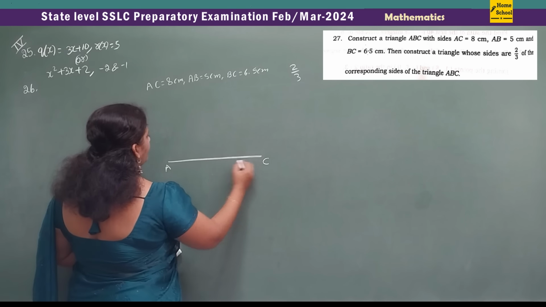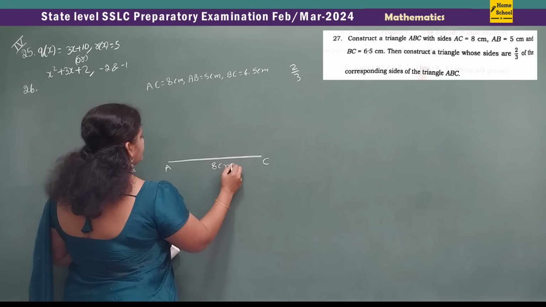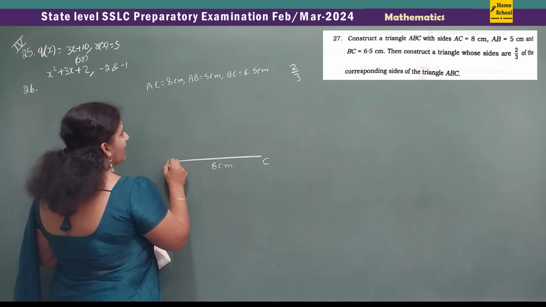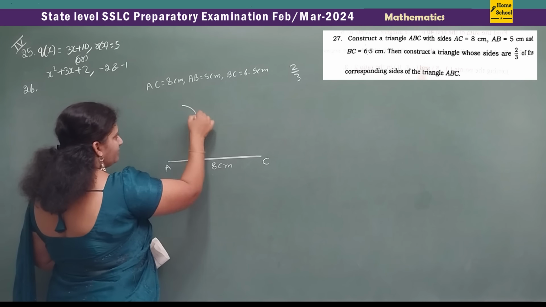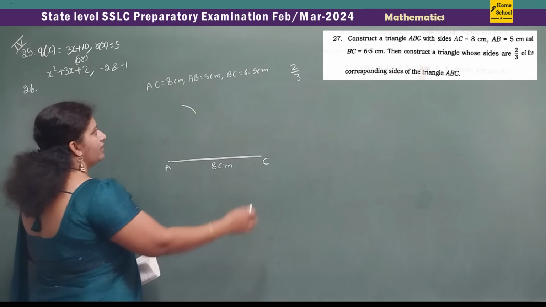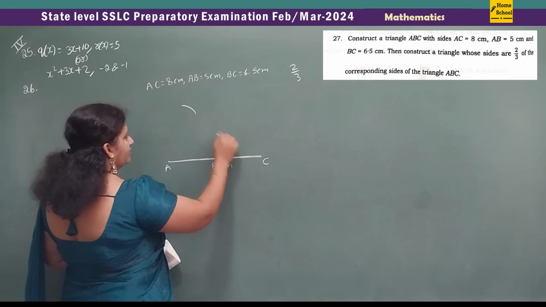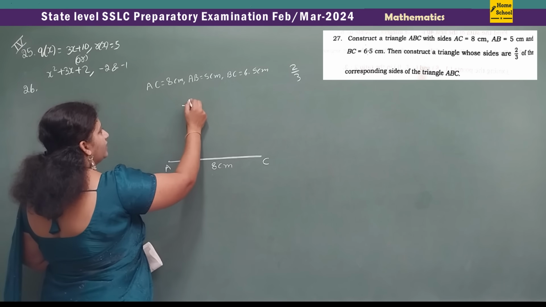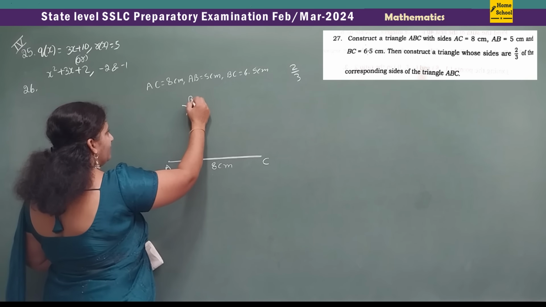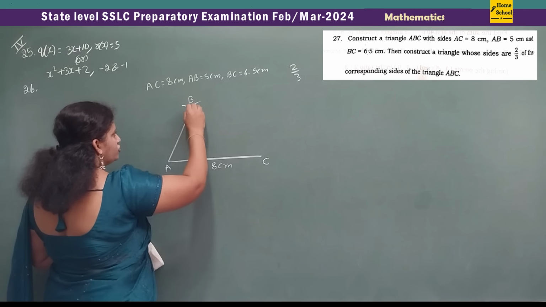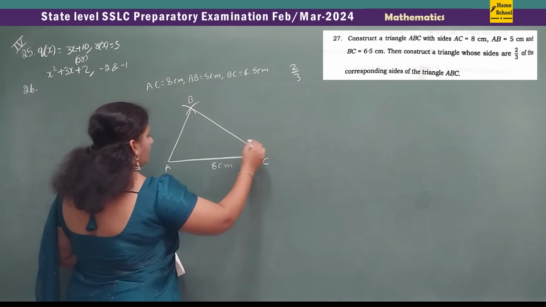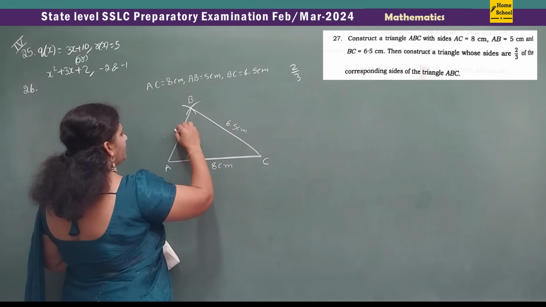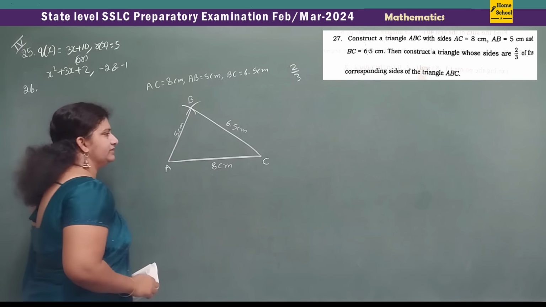AC, 8 cm. Okay, line segment 8 cm. Now from A as a center, 5 cm, draw an arc. And from C as a center, 6.5 cm, cut this arc. Mark this letter B and then join. Okay, and now write 6.5 cm, 5 cm.